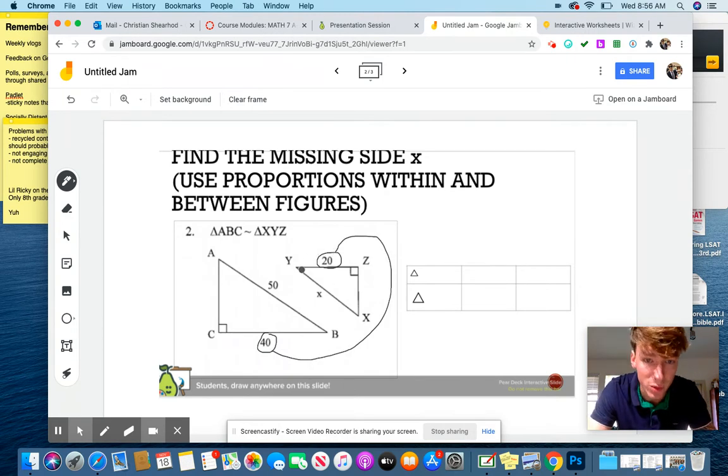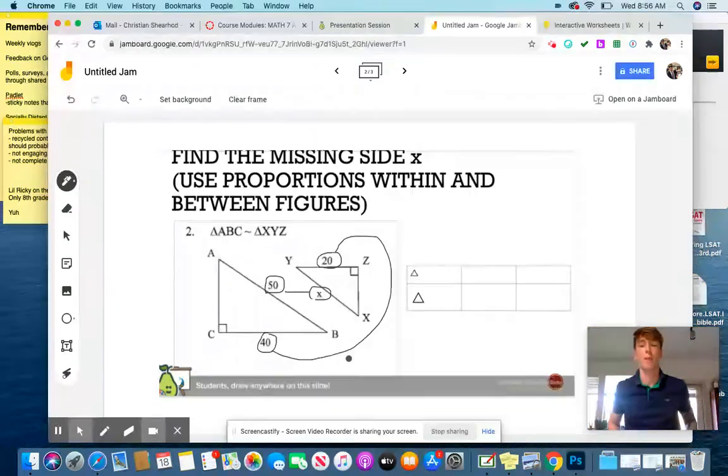Okay, so this one I know would have to rotate all the way around for this long side to match up with this long side right here. But this 20 goes with the 40, leaving the long side of the 50 to go with the long side of this one, this X. Okay, so our sides are matched up.